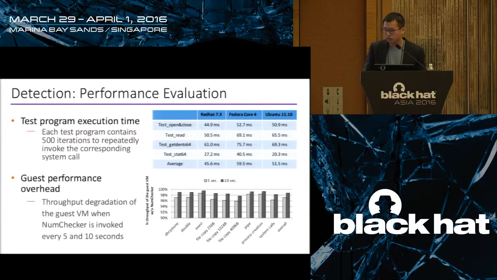We also run some benchmarks, and we invoke the checking process during the benchmark execution. We try 2 different periods: one is 5, one is 10. And the performance overhead is really small. As you can see, it ranges from 1% to 4%.